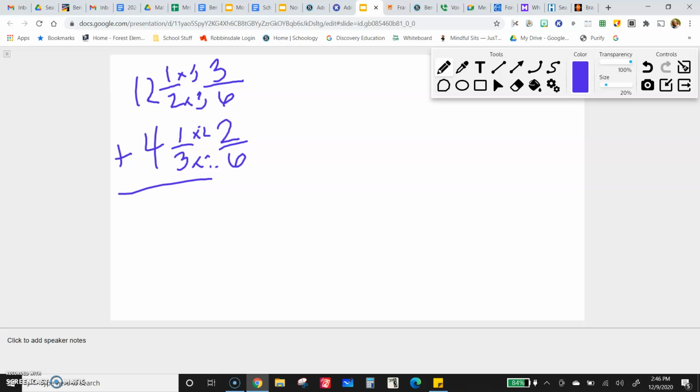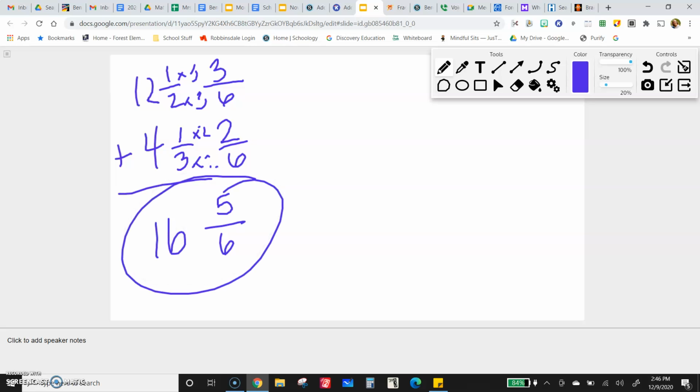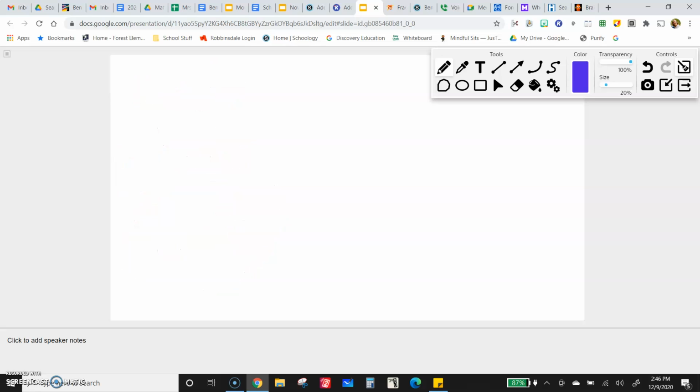So I have 2 here. So now I just need to add the fractions. 3/6 plus 2/6 is 5/6. Then I add my whole numbers. 12 plus 4 is 16. So my answer is 16 and 5/6. Okay, so some of them are not too bad. They're just like that. Now sometimes I might get a problem like this.